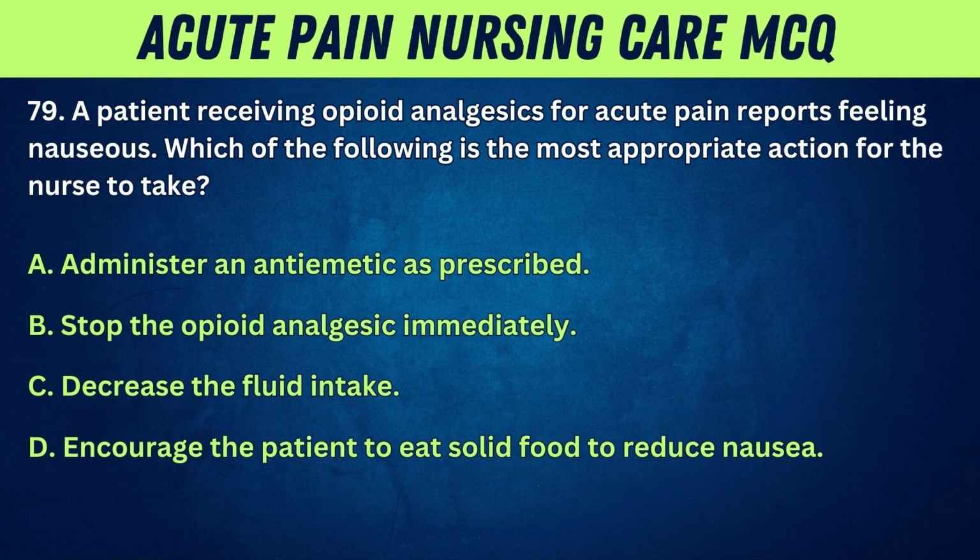79. A patient receiving opioid analgesics for acute pain reports feeling nauseous. Which of the following is the most appropriate action for the nurse to take? A. Administer an antiemetic as prescribed. B. Stop the opioid analgesic immediately. C. Decrease the fluid intake. D. Encourage the patient to eat solid food to reduce nausea.